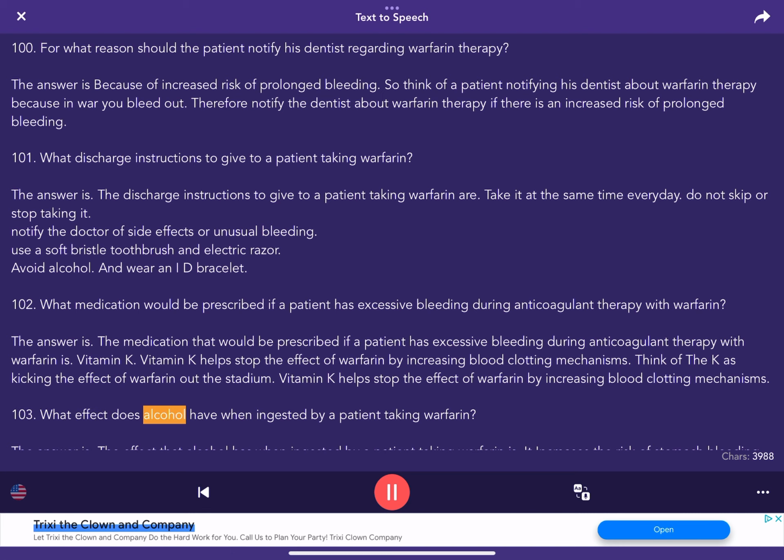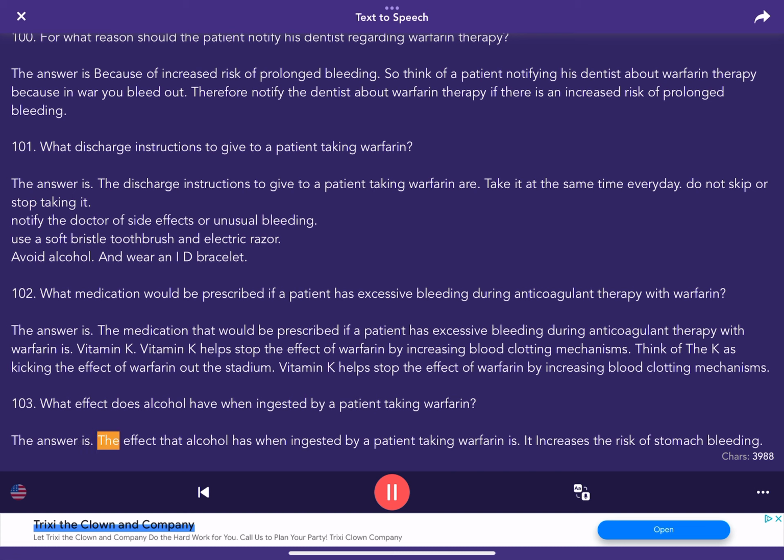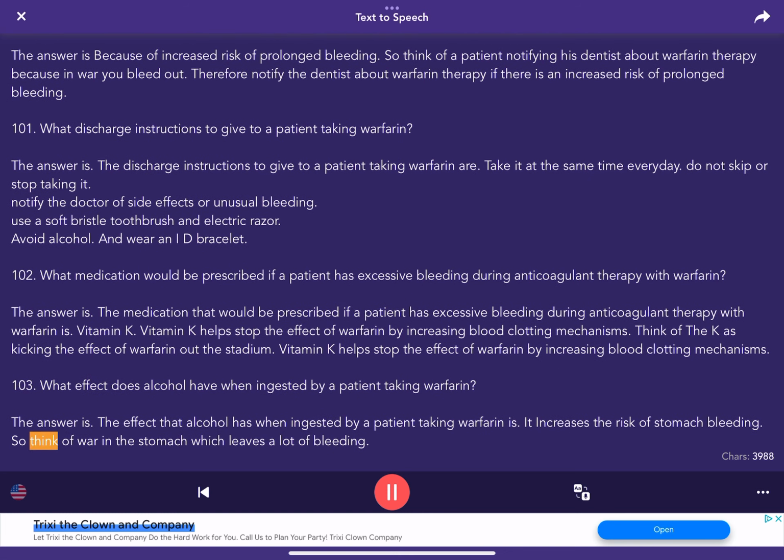103. What effect does alcohol have when ingested by a patient taking warfarin? The answer is, the effect that alcohol has when ingested by a patient taking warfarin is, it increases the risk of stomach bleeding. So think of war in the stomach, which leaves a lot of bleeding.